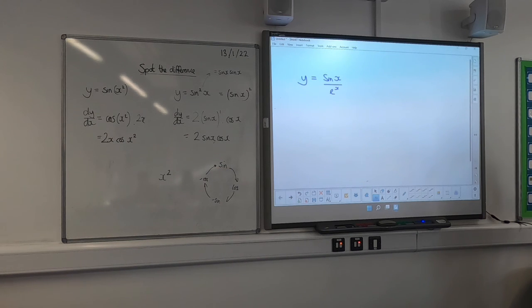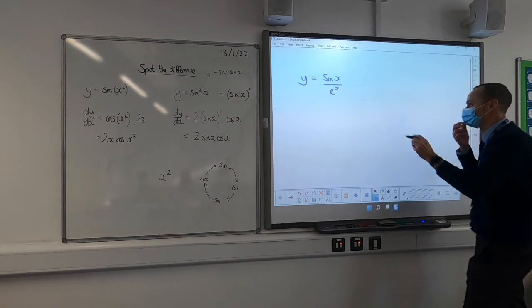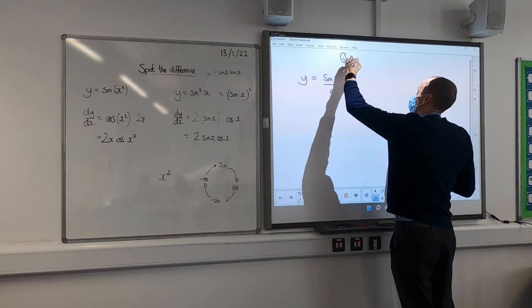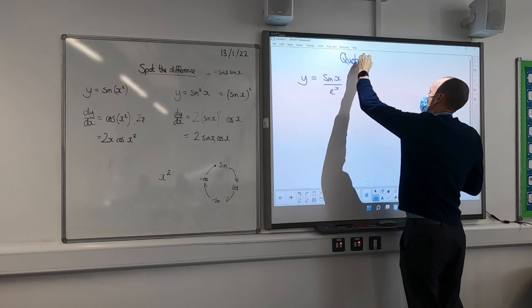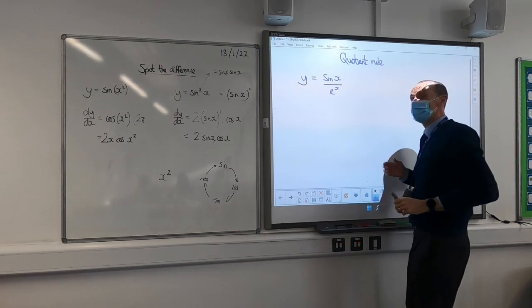When you divide one thing by another, the answer is called the quotient. You have the quotient and the remainder. So this is the quotient rule. And the great news about the quotient rule is that it is on the formula sheet.